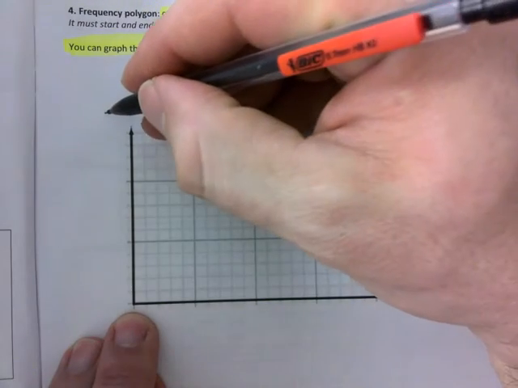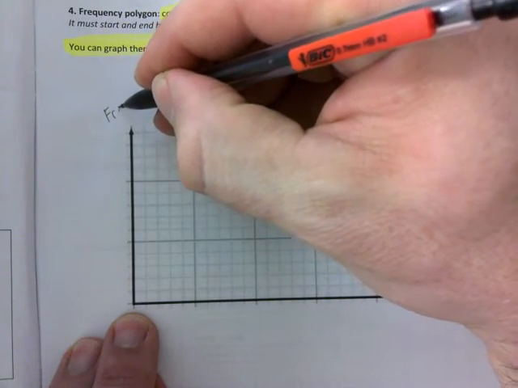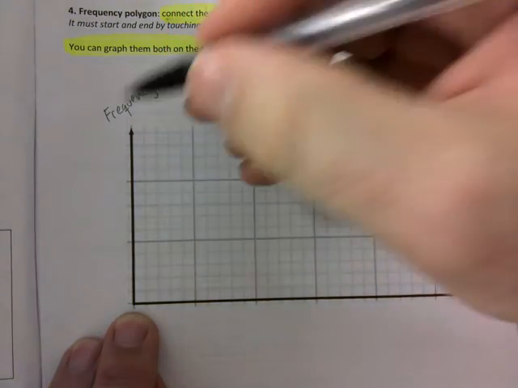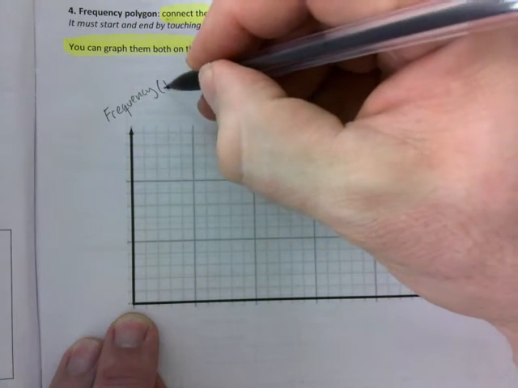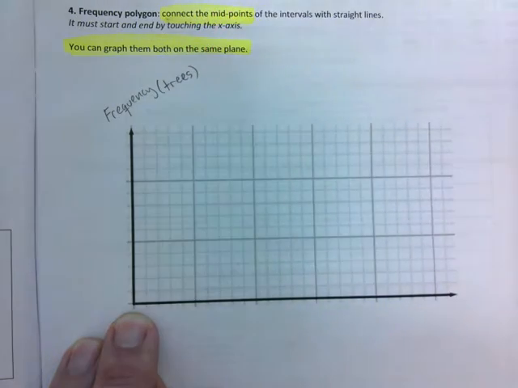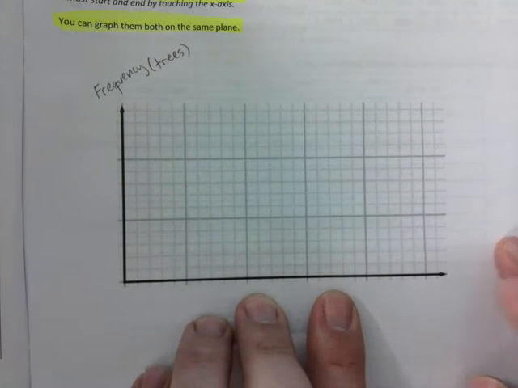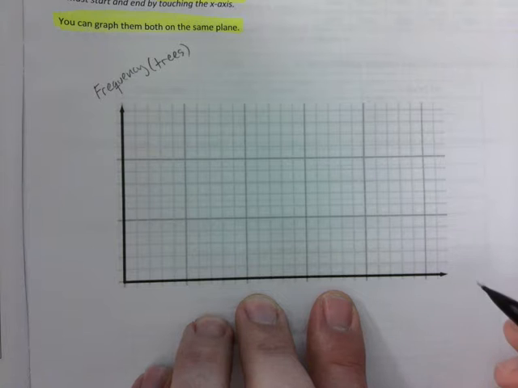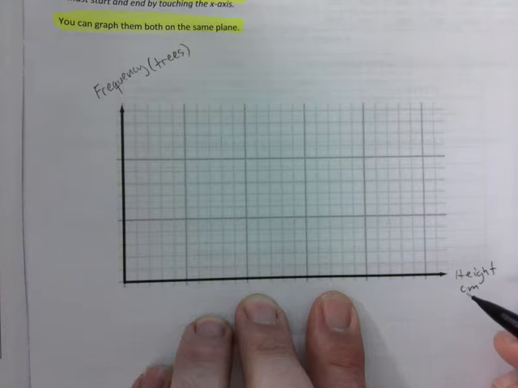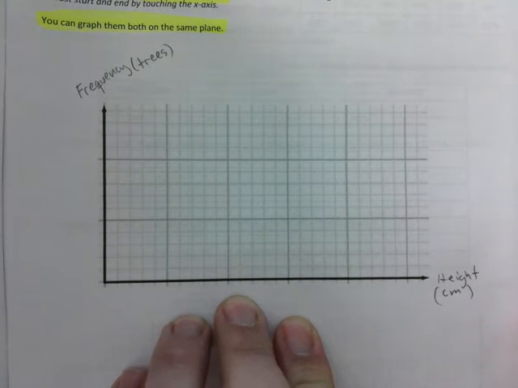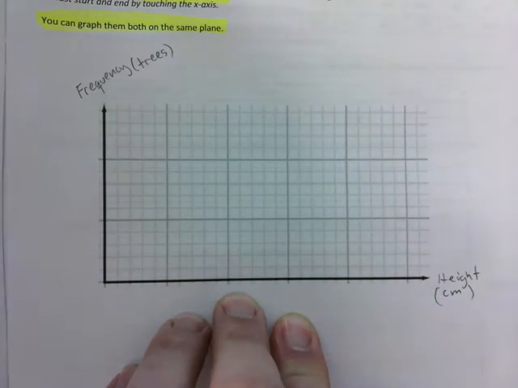So on the y-axis, you always have the frequency. And in this case, it's the trees. How often does that happen? So that means the number of trees. Along the x-axis, you have the height in centimeters. Frequency would be the number of trees. Height, just read the question. It should make sense what goes where.